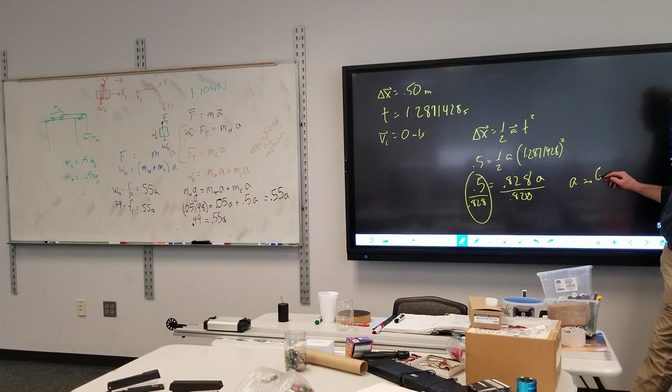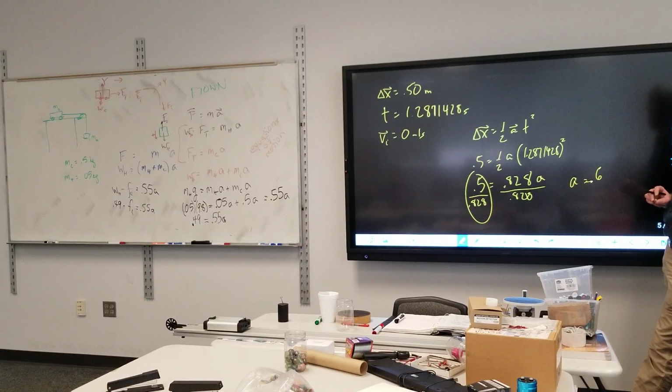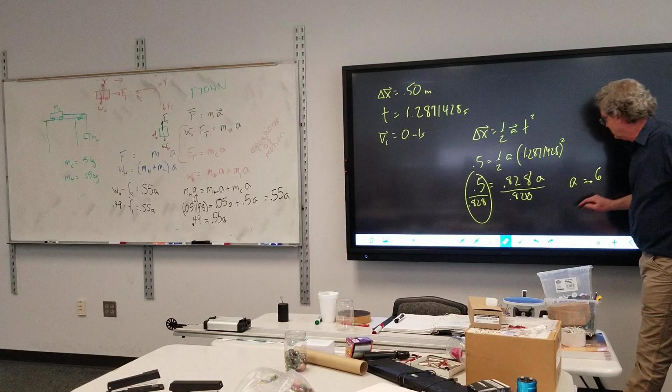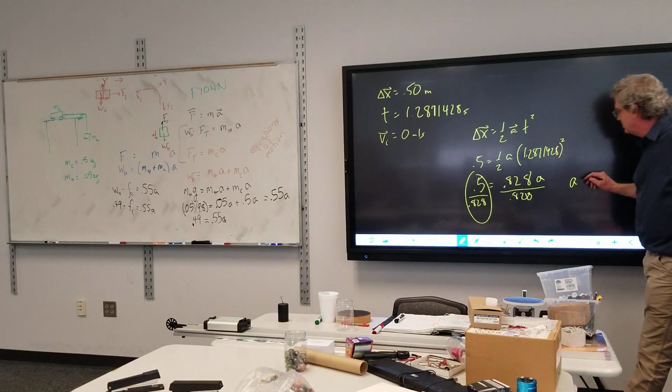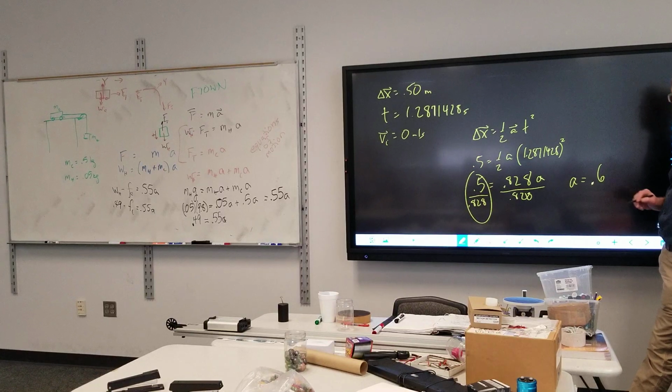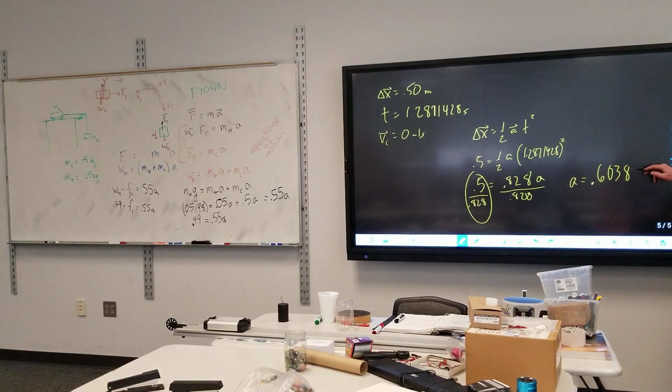It's got to be less than 1, so 0.6, about 0.6038. Units? Meters per second squared. All right, we now know the acceleration.